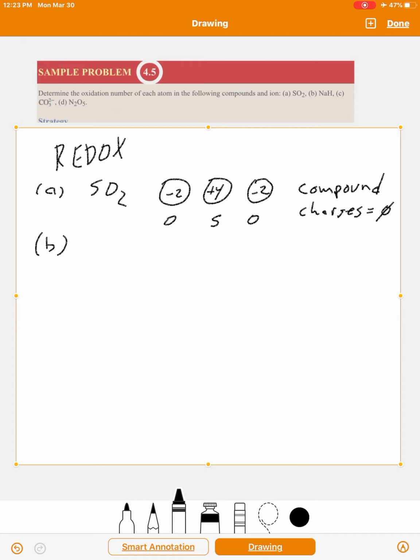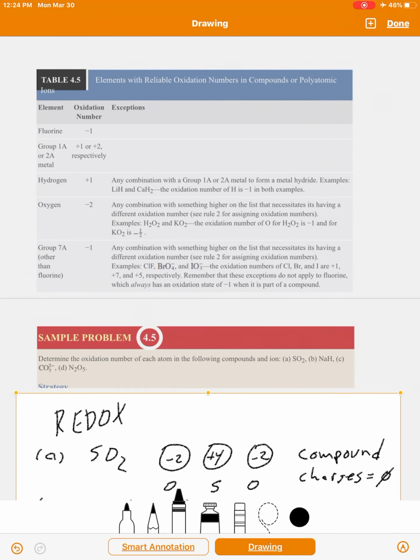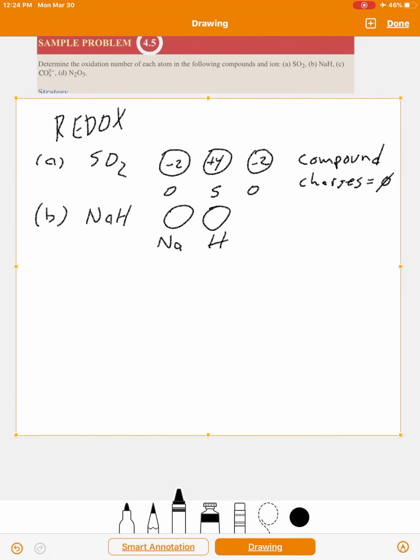Let's try B. B's a little tricky. They're giving you a tricky one here, just to be feisty. We're going to do the same thing, NaH. Then we come back, and there it is. Hydrogen's +1, except here's the problem. The exception is any combination of a group 1A or group 2A metal forms a hydride. It turns out there's this very interesting exotic form of hydrogen called a hydride. Normally hydrogen is +1, but in some cases it's -1. They're very reactive substances. You can buy them from chemistry companies, not for home use, but in the laboratory. They're called hydrides. See how it says the examples, lithium hydride and calcium hydride? In that case, it's -1. So in the case of sodium, sodium is a group 1 metal. Group 1 metals are +1. And if it's +1, that means the hydride's got to be -1. So hydride's -1. Again, this is a compound.